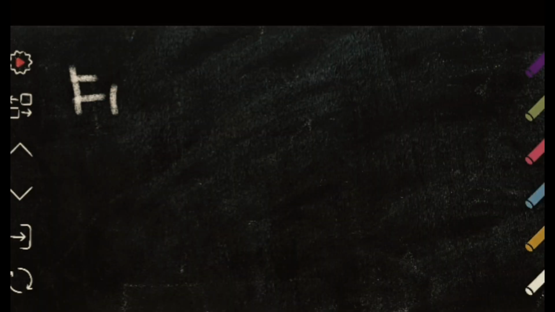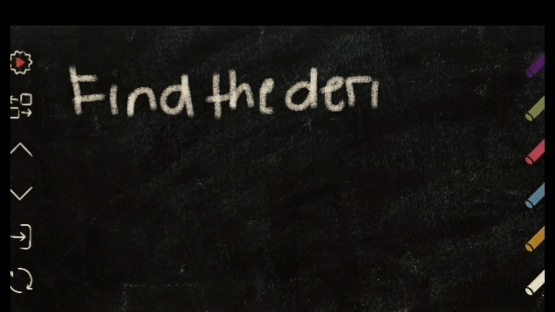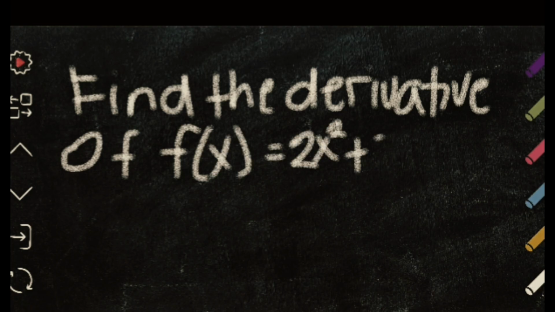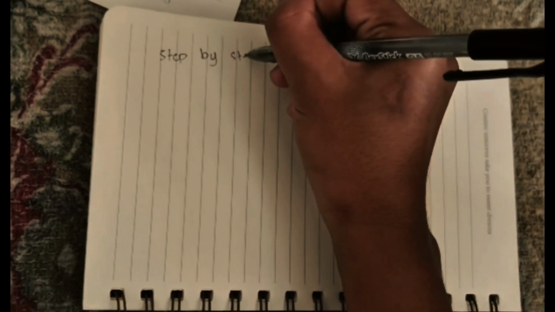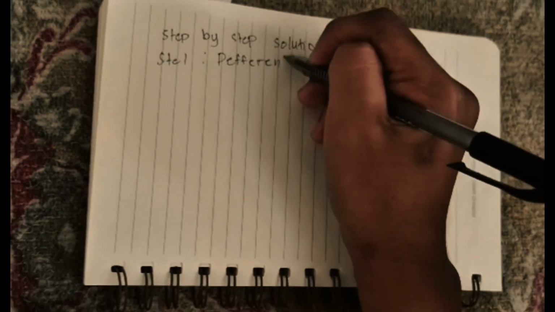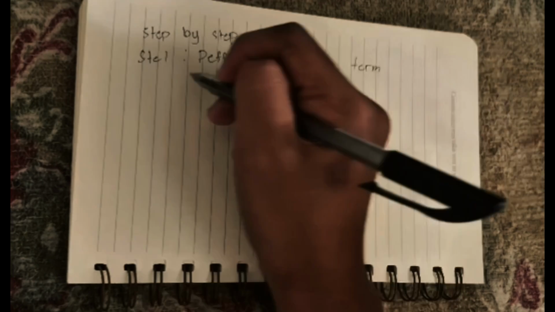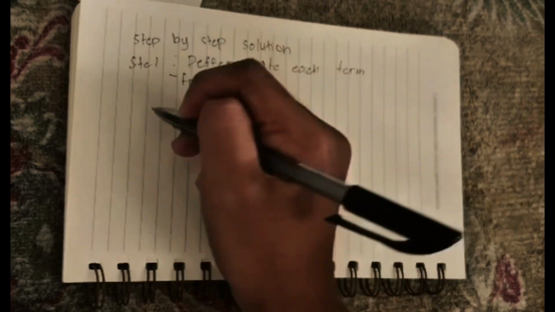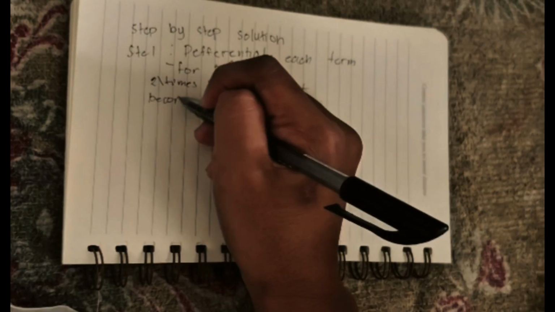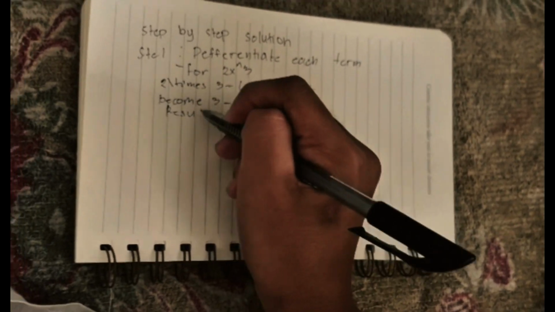This is the example problem. Find the derivative of f of x is equal to 2x cubed plus 3x squared minus 5x. In this example, we use a step-by-step solution. Step 1. Differentiate each term. For 2x cubed, 2 times 3 is equal to 6. The exponent becomes 3 minus 1, which is equal to 2. The result is 6x squared.